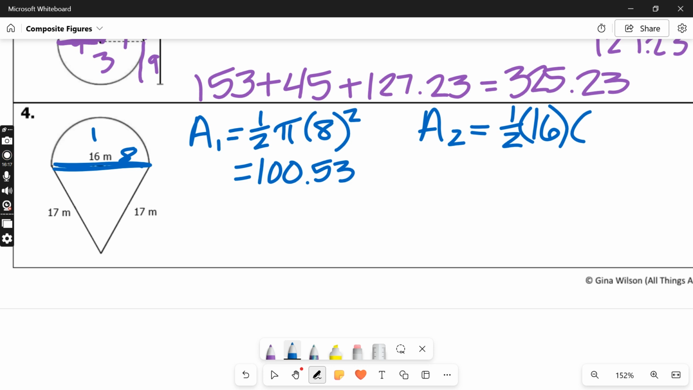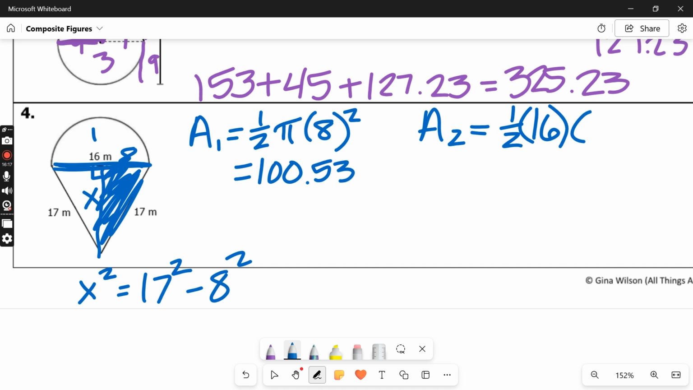And then here's where we have to be careful. A lot of people are going to think that height is 17. That height is not 17. It has to go from the right angle. So it has to go from here. So what we will need to do on this one is Pythagorean theorem to find that height. Okay. So looking at this little half section here is a right triangle. And I have the hypotenuse. So this side that I'm looking for, I'm going to do 17 squared minus 8 squared.